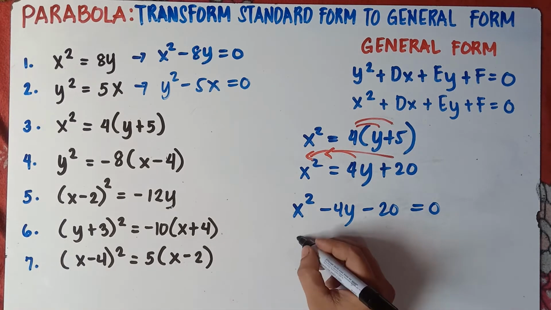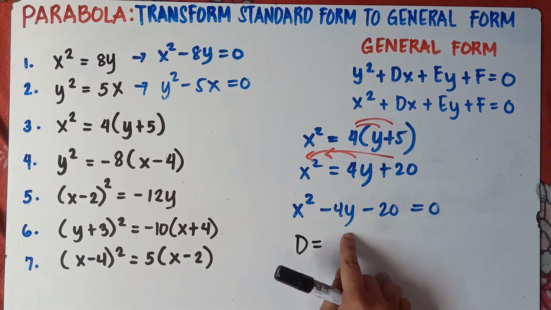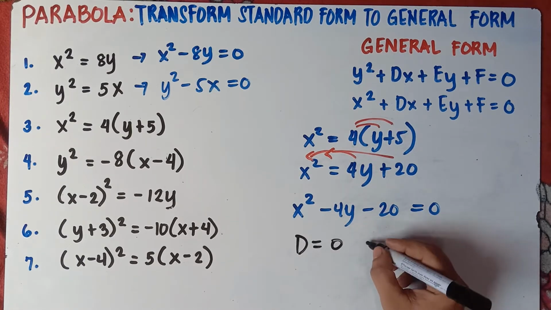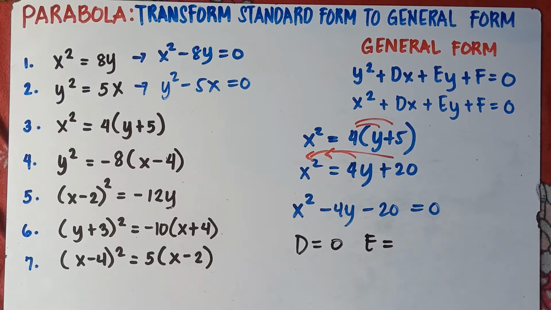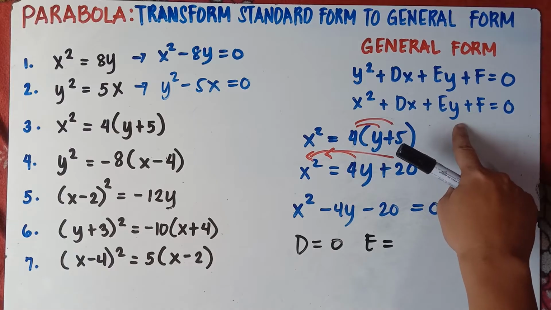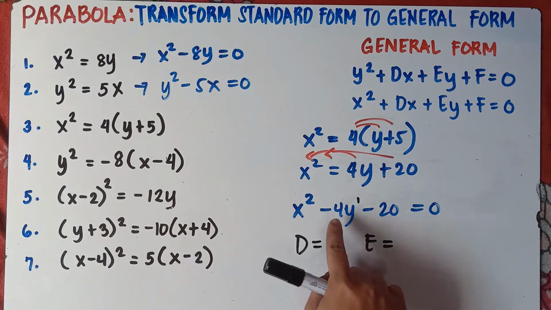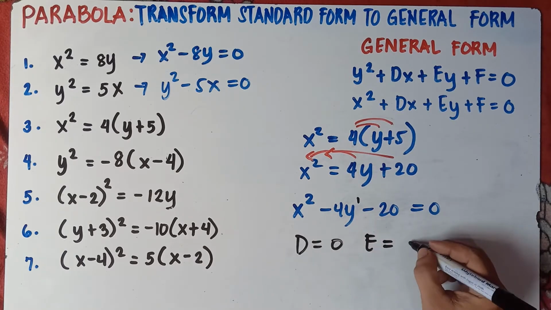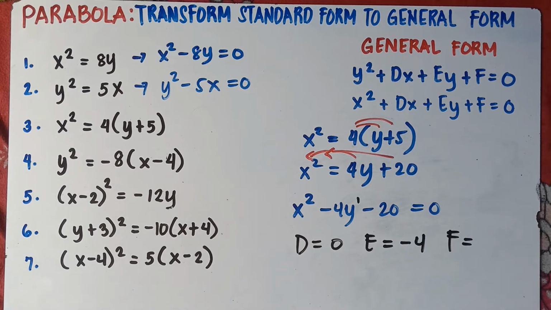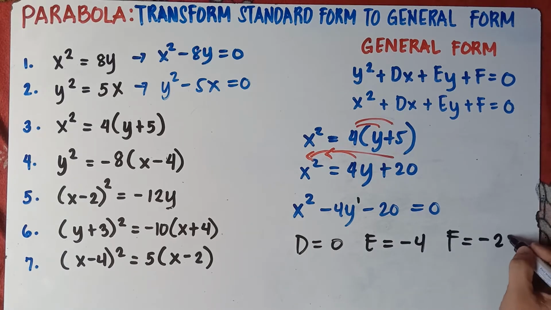So to find the value of D, do we have a number beside x with the exponent of 1? Nope, we don't have x raised to the power of 1 in this given equation. So automatically, D is 0. For E, do we have a number together with y with the exponent of 1? Check the equation, class. Yep, we have y raised to the power of 1, so there's 1 here. And the number beside y is negative 4. So our E is negative 4. And our F, do we have a constant, a number alone without a variable? Yep, that's negative 20. So our F is negative 20.